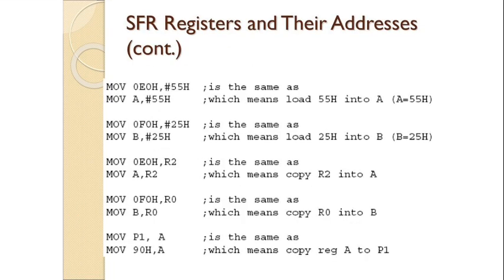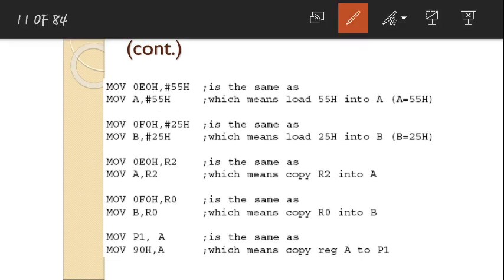See SFR registers and their addresses. We'll see first here, what is the address of A? It is E0H. This is the address of A. Okay, so see here, first we will see the second line.